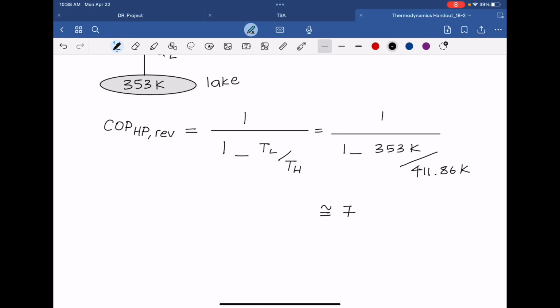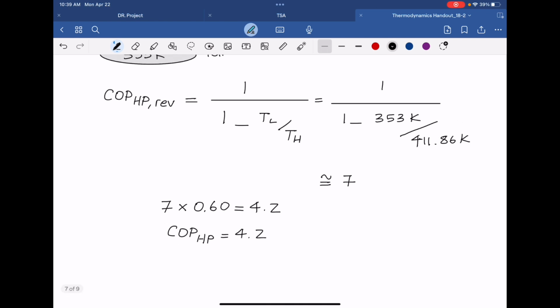Remember, this is when we have a reversible perfect device, a theoretical coefficient of performance that we can find from using the temperatures of the reservoirs. Now, the actual COP will never be bigger than this, will always be lower than this. And in fact, in this problem, they are telling us it is 60% of this value. So the actual COP of your heat pump is 4.2.